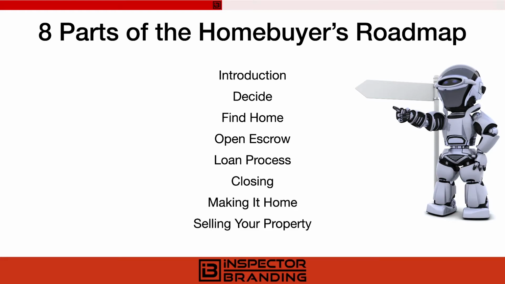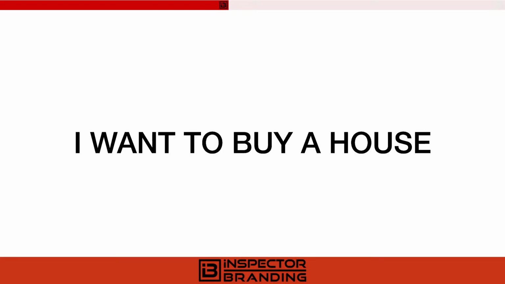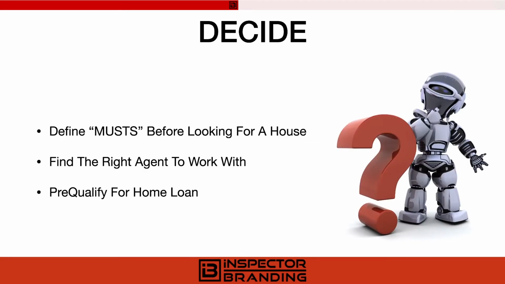It's using what you have at your disposal to educate your potential clients on why they should come to you, the home inspector, first. Now, the official process starts with a simple thought. I want to buy a house. The problem is that you can't always find the people the second they think they want to be a homeowner. But what you can do is help them make decisions and help them move forward in the process. And this part of the homebuyer's roadmap is decide. This is when they define what they need in a home for their family, find the right agent for them to work with, and pre-qualify for a home loan.